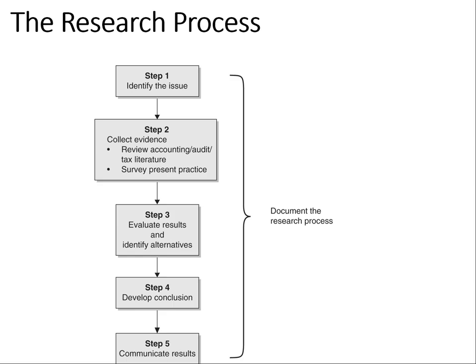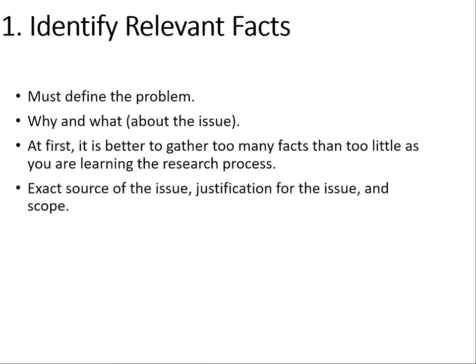Right, so this picture summarizes the research process. We have 5 steps. We're going to go through these steps quickly, and we're going to talk more about the details in later lectures. The first step, we're going to identify the problem, define the precise problem, why and what. At first, it is better to gather many facts than too few facts, as you are learning the research process.